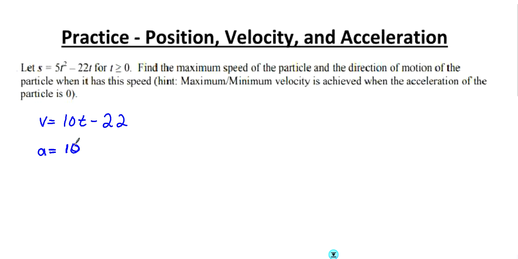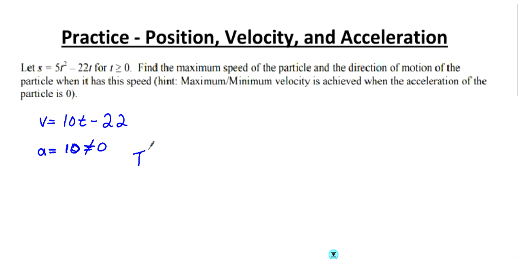Remember, to find maximums or minimums of a function, you take the derivative and set it equal to 0. If I'm trying to find the maximum of my velocity, I need to take its derivative, which is acceleration, and set it equal to 0. So we set 10 equal to 0. What are the solutions? There are none. 10 never equals 0, which means there are no zeros of the acceleration, which means we do not have a maximum speed.